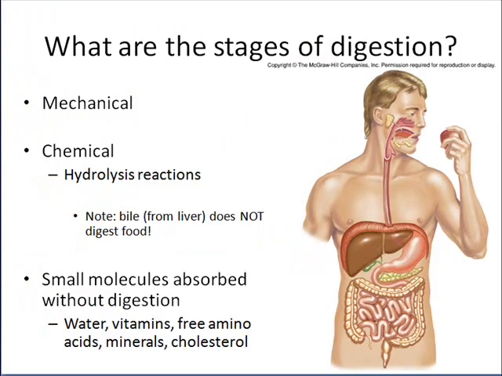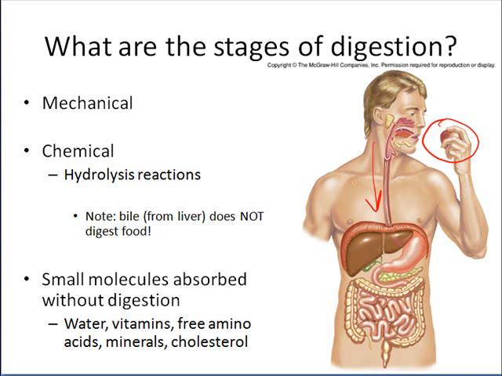There are multiple stages to the digestion process. The first stage of the digestive process is simply to get a large hunk of food broken apart into smaller chunks. So it's getting this apple that the guy is eating here into small enough chunks that they can pass down through the esophagus and enter into the stomach.